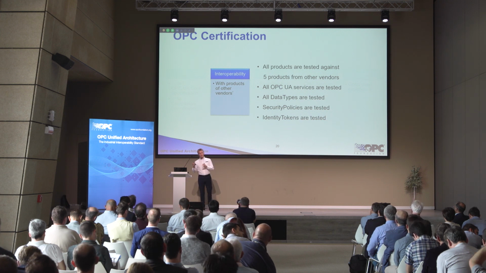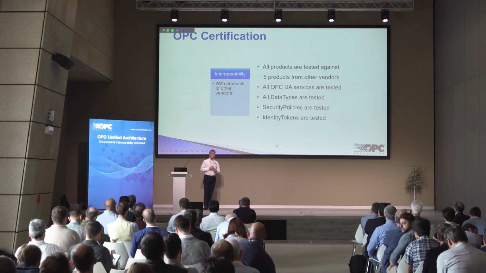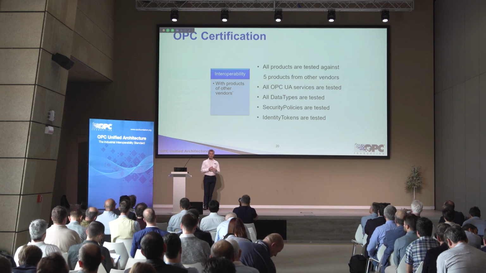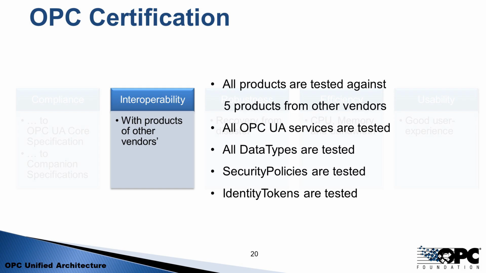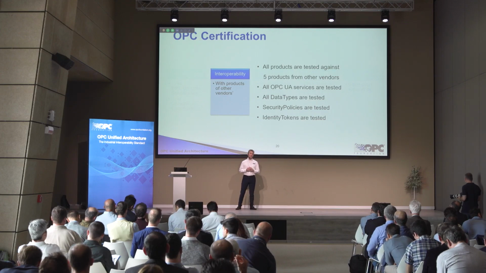The next area we test is the interoperability, because that is the reason why everybody is implementing OPC UA. Now, in OPC UA interoperability testing, we say that we connect at least 5 UA products from different vendors. So that is the minimum. Sometimes we do more. It really depends on the product. And we choose those products wisely.